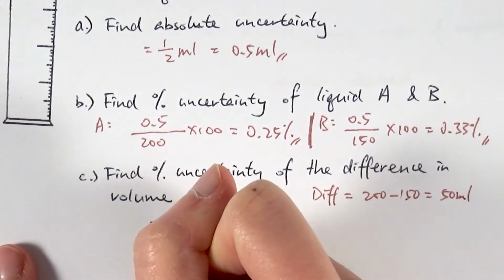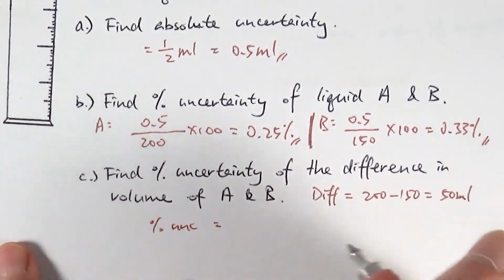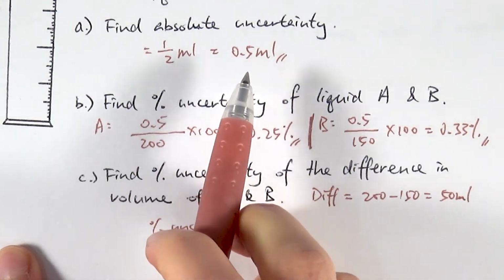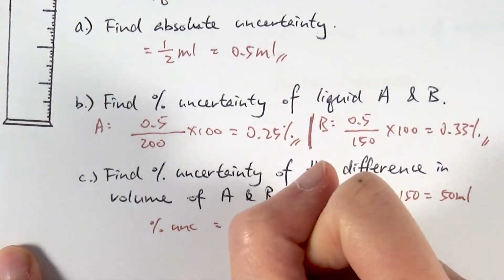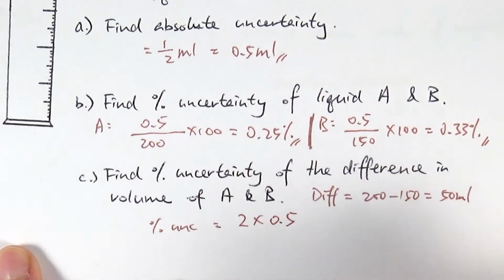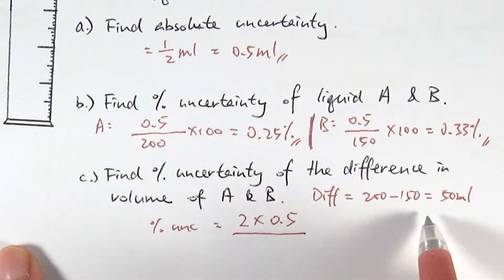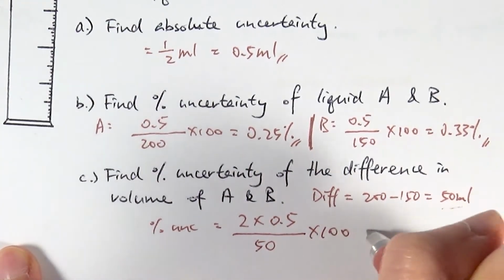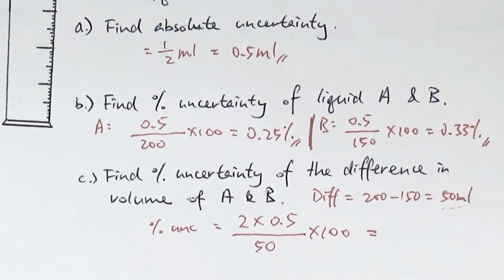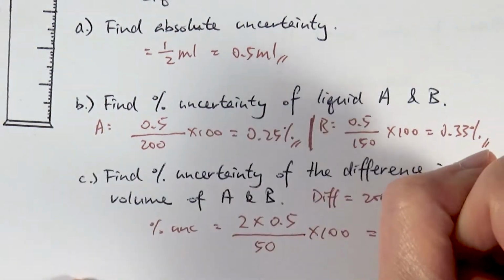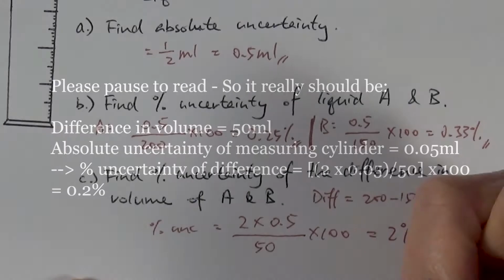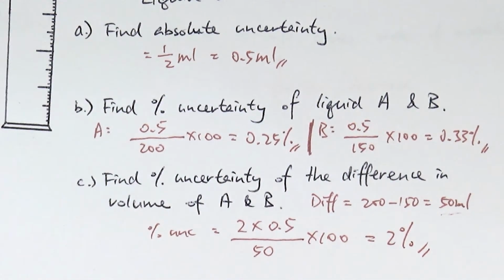Then I would say the percentage uncertainty would be the absolute uncertainty, which is 0.5, which we calculated from before. But because this time it is the difference, I do 2 times 0.5 divided by the quantity measured. The difference is 50, so I divide it by 50 times 100. So therefore, my percentage uncertainty of the difference would be 2%. And that's how we would work out this particular sort of calculation.